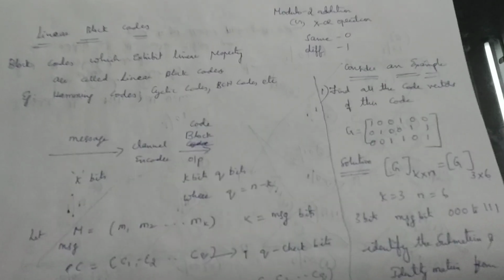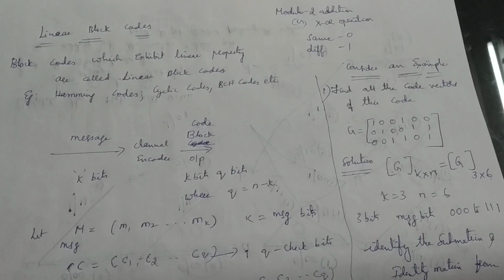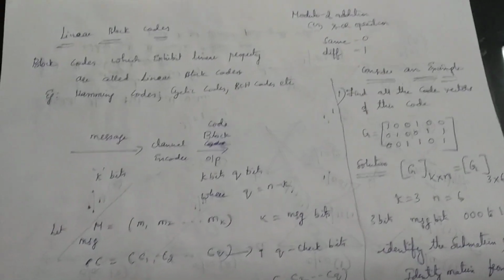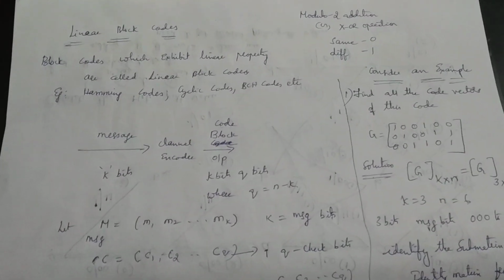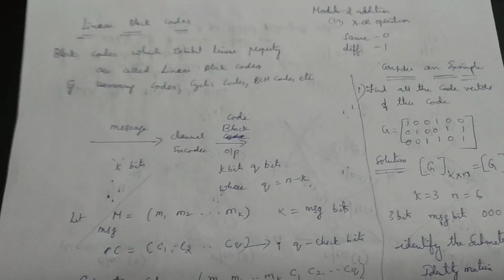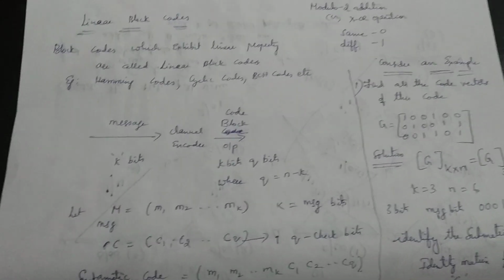Remember that in all these code generations, we are going to use modulo 2 addition, that is the XOR operation. That means when the inputs are the same, the output is 0, and when the inputs are different, the output is going to be 1. Now let us see in detail about these linear block codes.